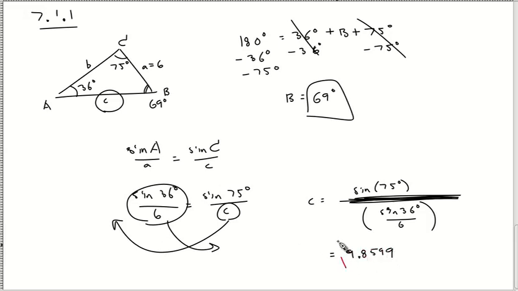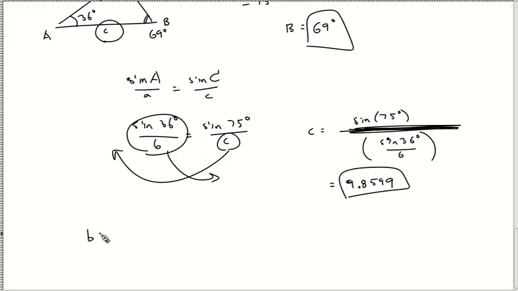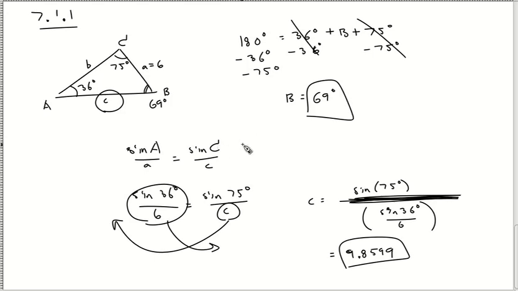9.8599. There we go. Now, what's the last letter that we need? Little b. And you know what's funny is that little b is very similar to this. The only thing we're going to change is that C into a B.